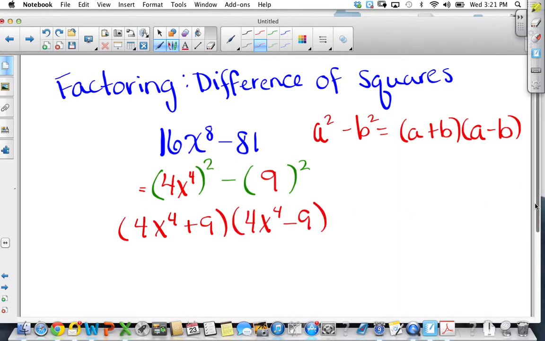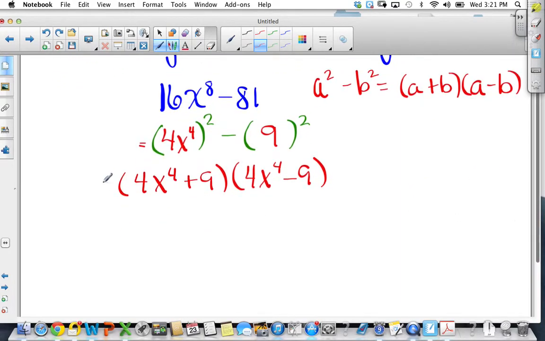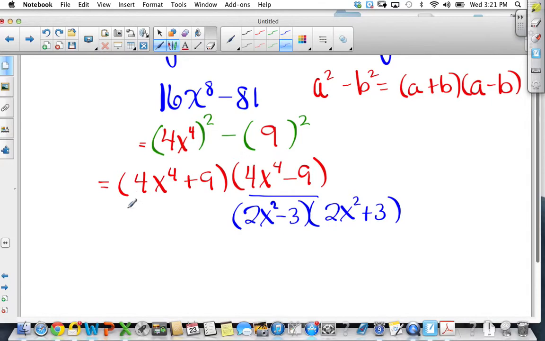So I factored using a difference of squares. Now I need to see if either of these factors are a difference of squares, and this one is. So this one can also be factored using the formula. So this factors to 2x squared minus 3, 2x squared plus 3. Bring down the first factor and the equal sign. None of these are perfect squares or difference of squares, so you are done at this point.